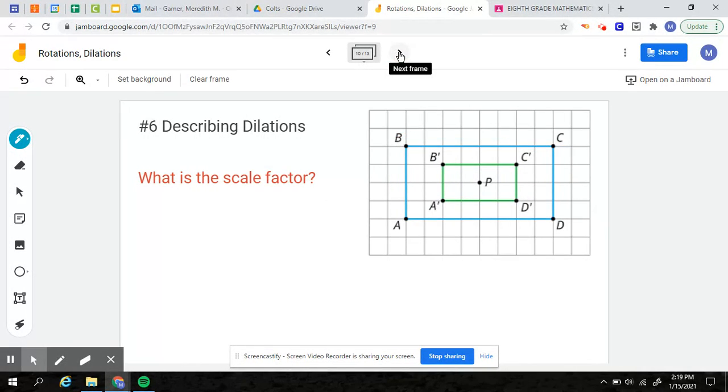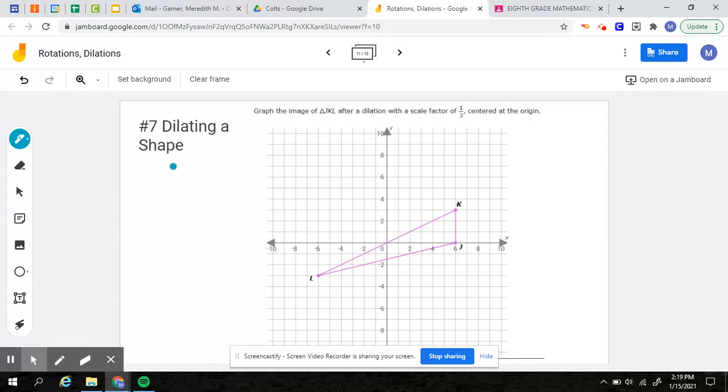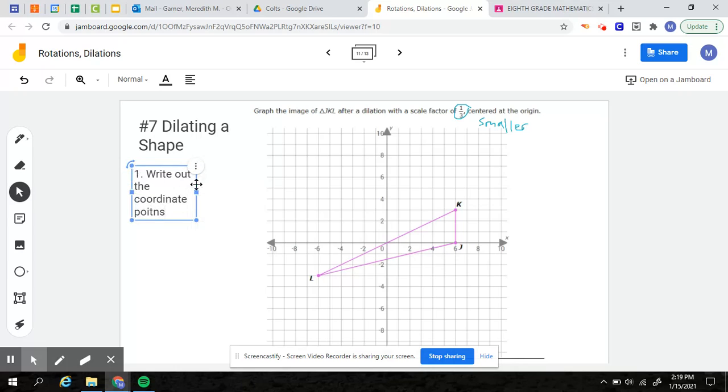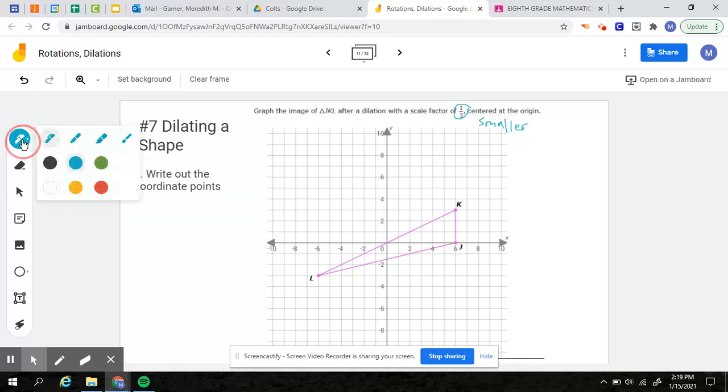Number 6 is another example that I want you guys to try on your own. For slide 11, we're going to be actually dilating the shape ourselves. So we see that we have this triangle, JKL, and we want to dilate with a scale factor of 1/3. Because it's a fraction, I know my new shape is going to be smaller. Okay, so I can just double check in my mind. I know that it's going to have to be smaller. So the first thing I'm going to do, step 1, is I'm going to write out the coordinate points. Okay, so each of those 3 points, I'm just going to write out their coordinate points beside them.